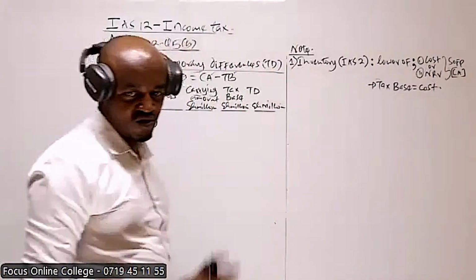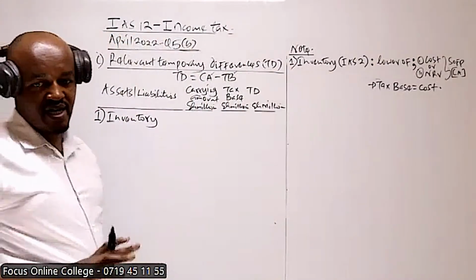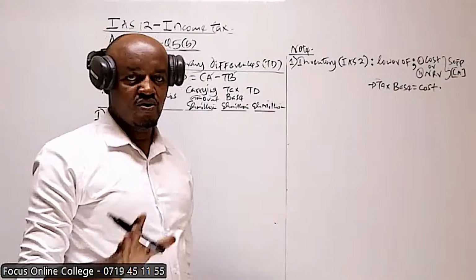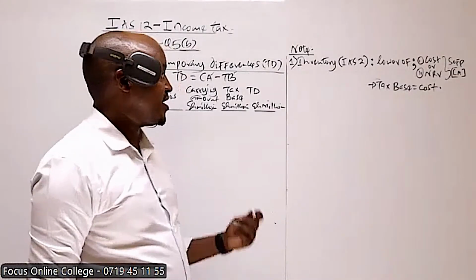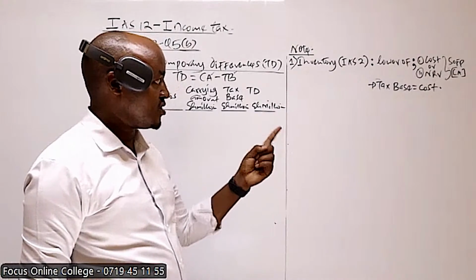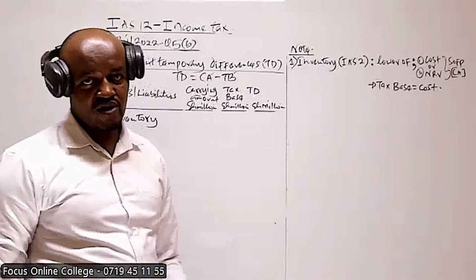That is what you just need to know. Anytime you come across this item of inventory, we just need to know a cost. The tax base is equal to the cost, and the carrying amount is equal to the lower of the two values.